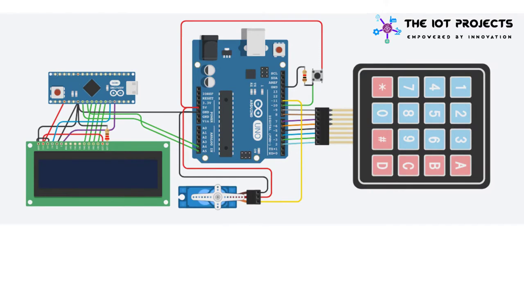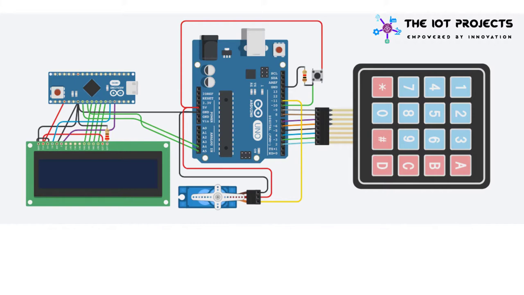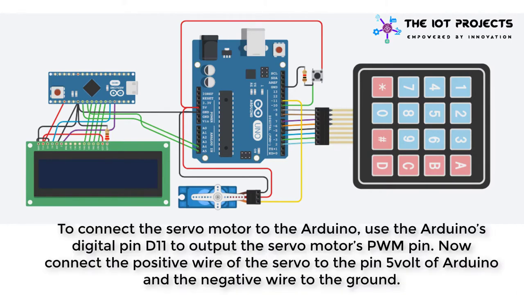First of all, make a 4x4 keypad connection with Arduino. We are going to use D2 to D9 digital pins for a keypad connection. Connect all the 8 pins of keypad to the Arduino D2 to D9 pins. Use the Arduino's digital pin number 11 for the servo motor PWM pin. Now connect the VCC pin to the 5V and GND to the ground pin of Arduino.